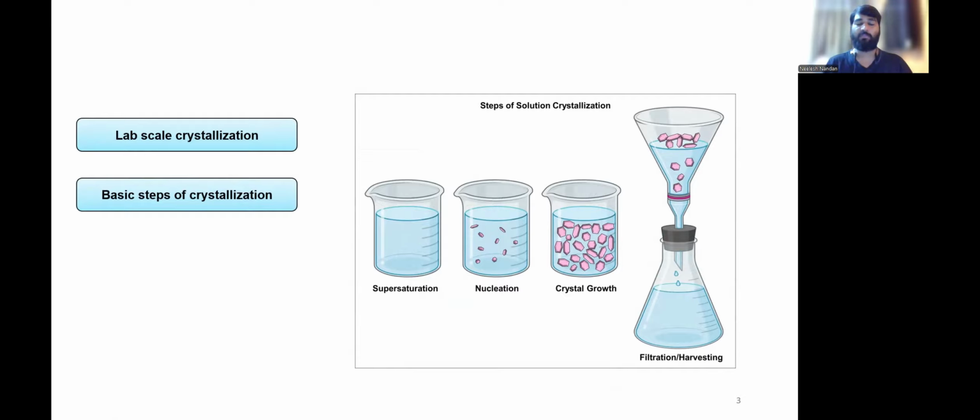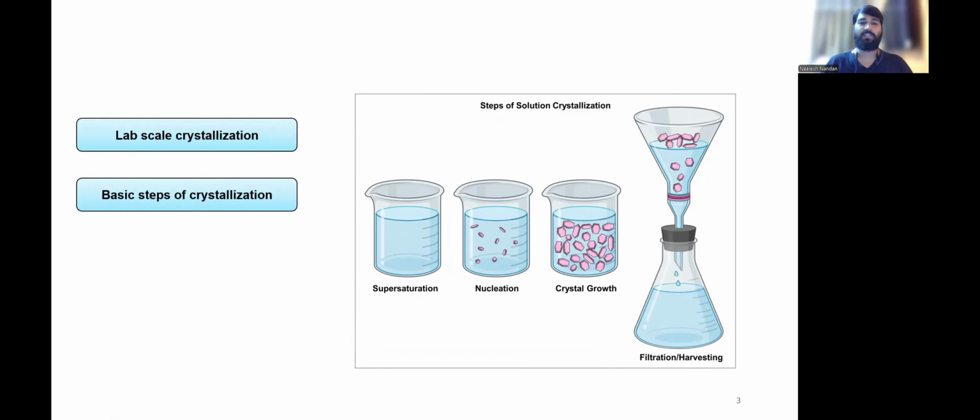Supersaturation is the most important part of the crystallization. When the solution is supersaturated, then the crystallization occurs. If the value of supersaturation, that is S, is equal to 1, then the solution remains at a steady state. When the supersaturation is more than 1, it starts crystallizing. And when the supersaturation is less than 1, then it is undersaturated.